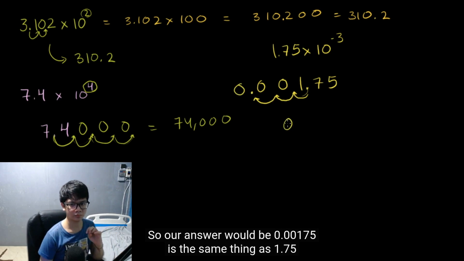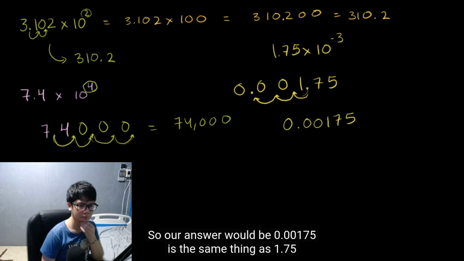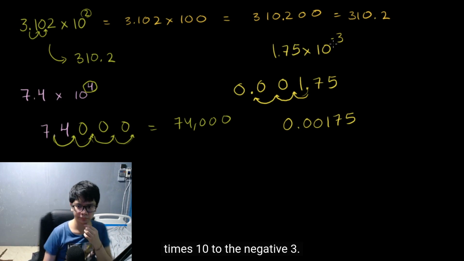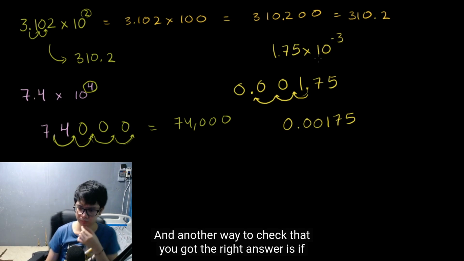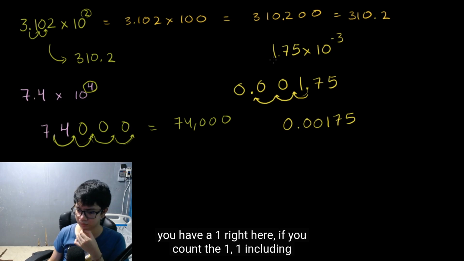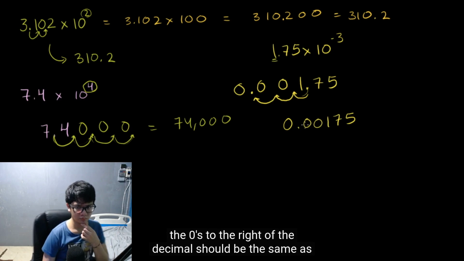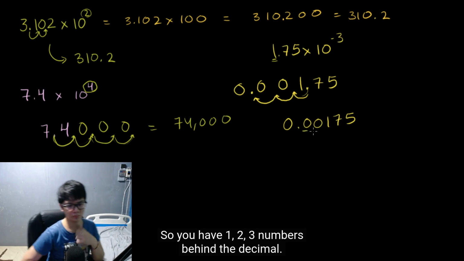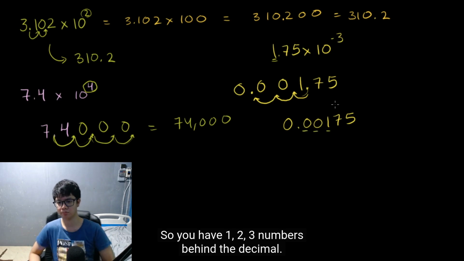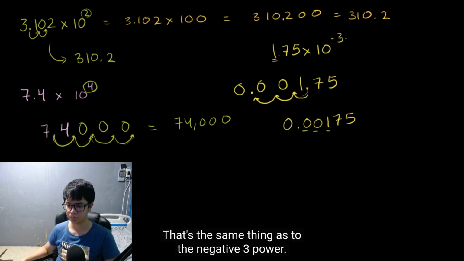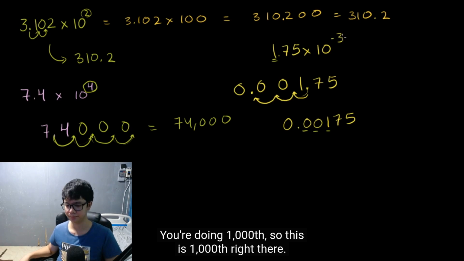So our answer would be 0.00175, which is the same thing as 1.75 times 10 to the negative 3. Another way to check that you got the right answer is, if you have a 1 right here, if you count the 1 including the zeros to the right of the decimal, it should be the same as the negative exponent here. So you have 1, 2, 3 numbers behind the decimal. That's the same thing as 10 to the negative 3 power. You're doing 1,000. So this is 1,000 right there.